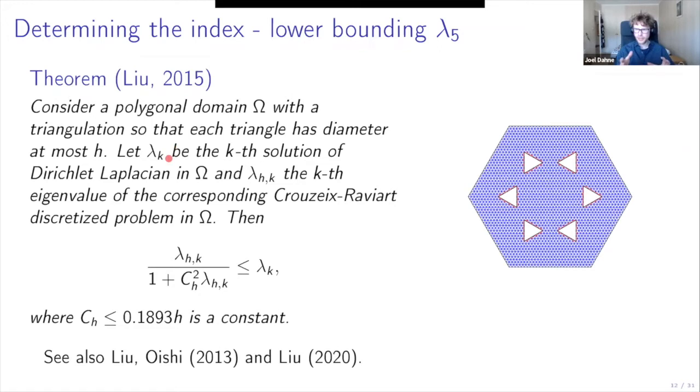Then if you look at the kth eigenvalue of the Laplacian on this domain, lambda k, and you let lambda h k be the kth eigenvalue of the corresponding Raviart-Thomas discretized problem, so this is basically the finite element problem in this domain, which will be the eigenvalue of a matrix. Then what this theorem tells us is that we can lower bound lambda k by this, and this C_h here is an explicit constant. There are also some more related works to this.